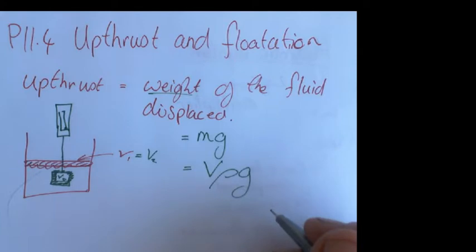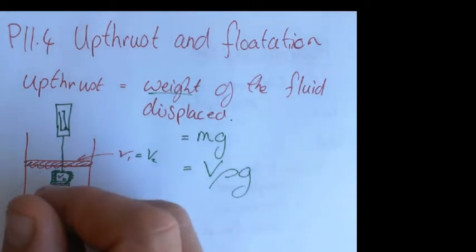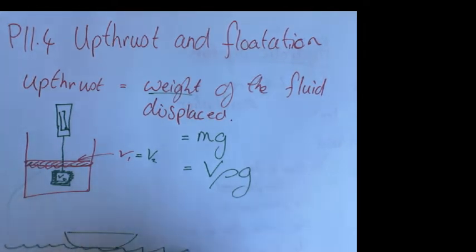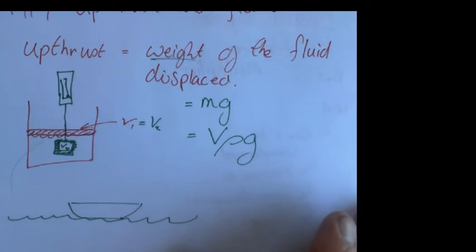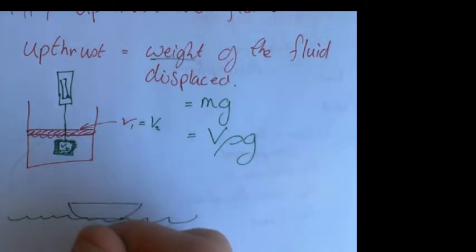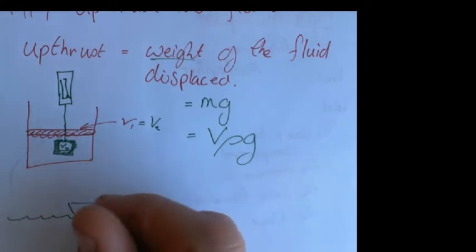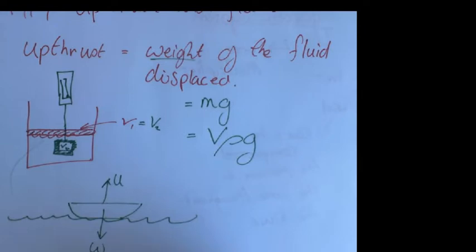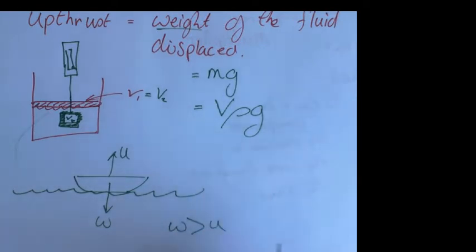And if something wants to float, say if you've got a boat and it is on water like this, you've got your weight acting downwards and you've got your upthrust acting upwards. Well, if you want to float, then the weight must be greater than the upthrust. Nope, wrong way around. Upthrust must be greater than the weight.